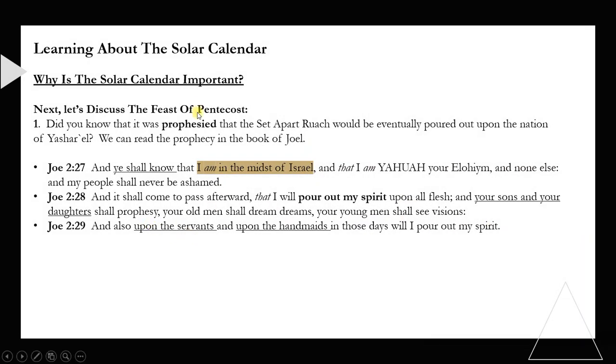What about the Feast of Pentecost? Do you think that was coincidental? Did you know that it was prophesied that the set apart Ruach would be eventually poured out upon the nation of Yasharel? Did you know that? We can read that prophecy in the book of Joel, Joel 2:27.